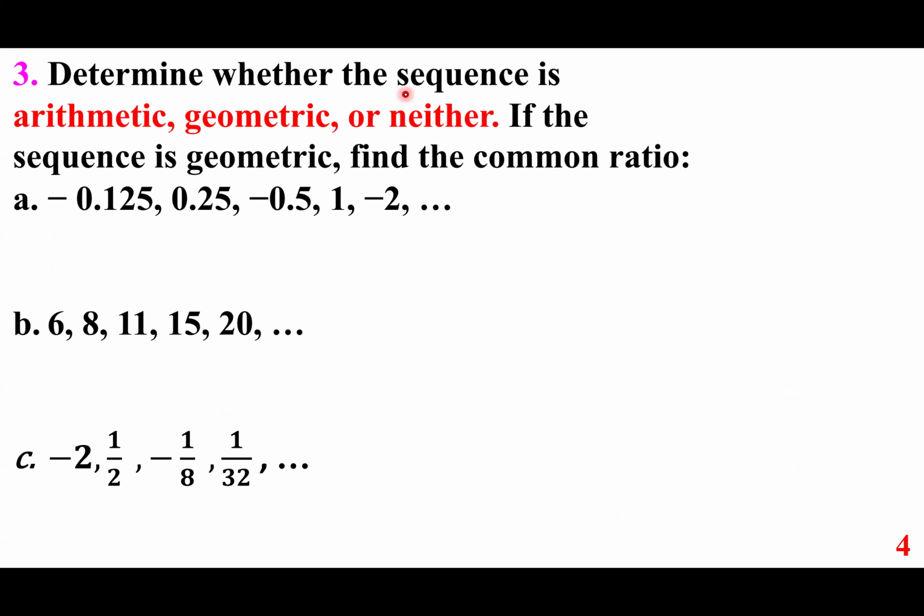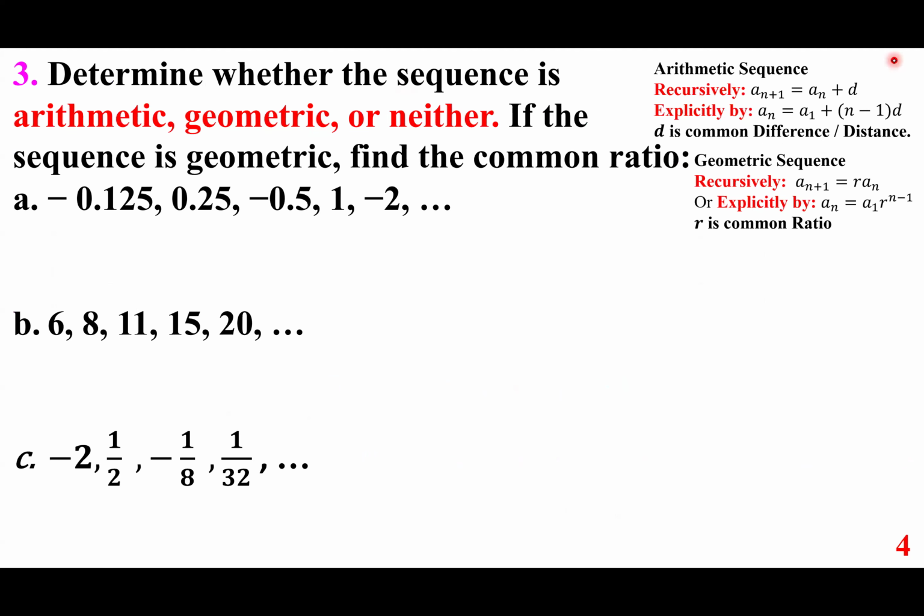Determine whether the sequence is arithmetic, geometric, or neither. If the sequence is geometric, find the common ratio. And so I want to remind you, arithmetic sequence, recursively a sub n plus 1 is a sub n plus d. Explicitly, a sub n equals a sub 1 plus n minus 1 times d. D is the common difference or distance.